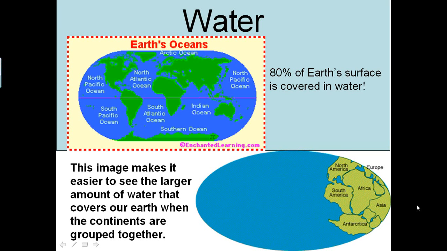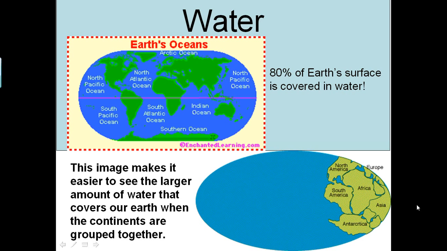When you look at a map of the Earth and you look at all the water on Earth, you should be able to see that about 80% of the Earth's surface is covered in water. So this is the majority of Earth's surface covered in water. This is another reason why they call Earth the blue planet, because we have so much water that covers the surface.